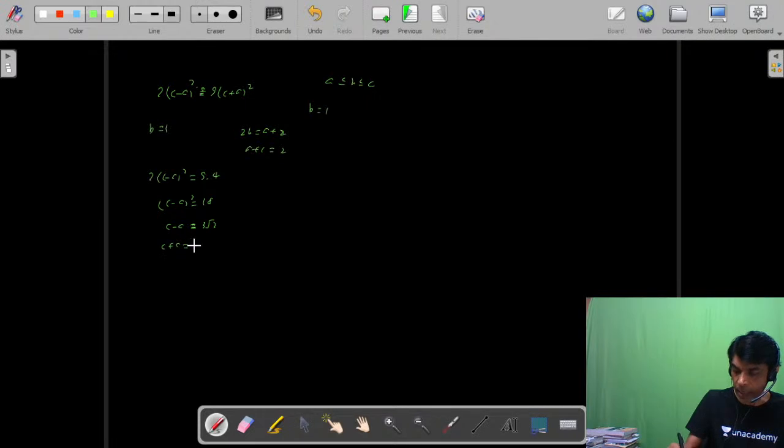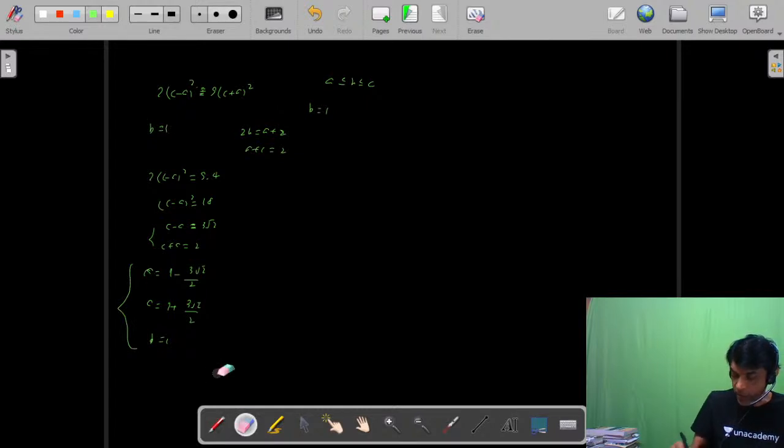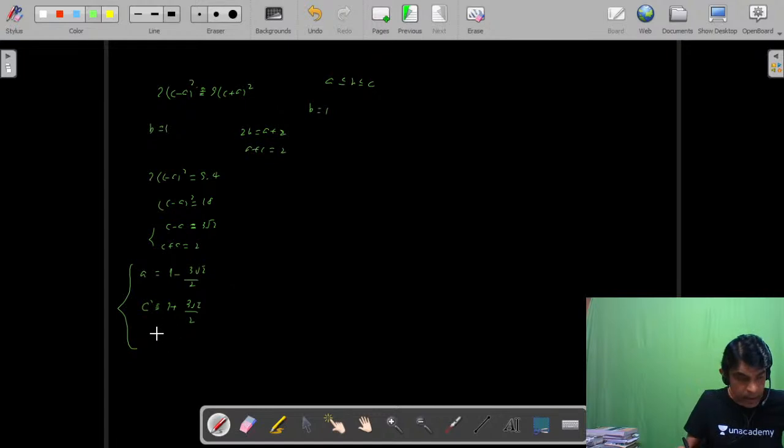So C plus A is 2, and then you can get A as 1 minus 3 root 2 by 2. Just check it, and you will get C equal to 1 plus 3 root 2 by 2 and B equal to 1. It is just required to exhibit just one value, right? There may be infinity of values, and of course there will be, but you just require one.